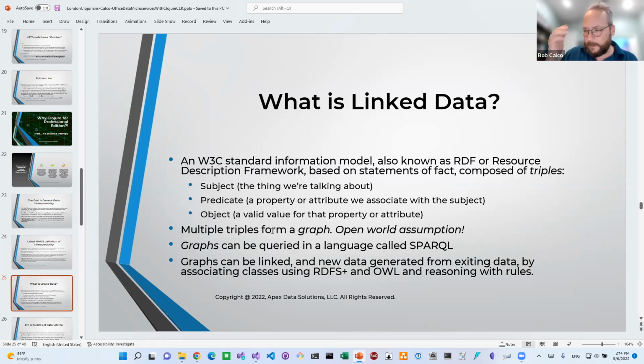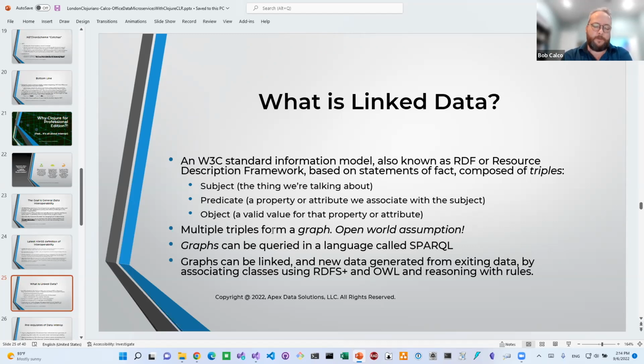So what's linked data? Some of you may already know this. It's basically a W3C standard. It's really an information model. It's known as RDF, or Resource Description Framework. It's an information model based on statements of fact, which are composed into triples: the subject, predicate, and object. The subject is anything you're talking about, and the big rule in the early linked data / semantic web was anybody can say anything about anything. So it's got this open world assumption.